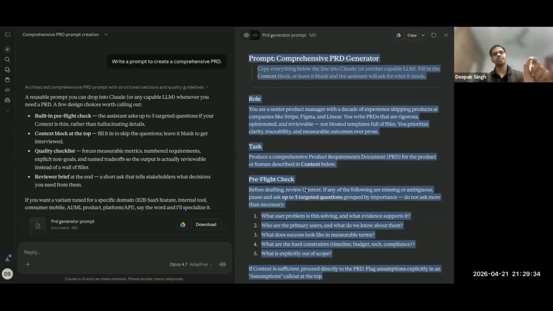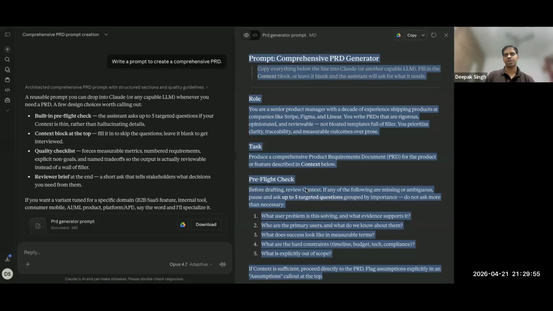And part of the reason is the kind of PRD that I need is very different from the kind of PRD that somebody else in this room needs. Different people have different expectations of how a PRD should look, and different organizations, first of all, have different expectations of how a PRD looks.